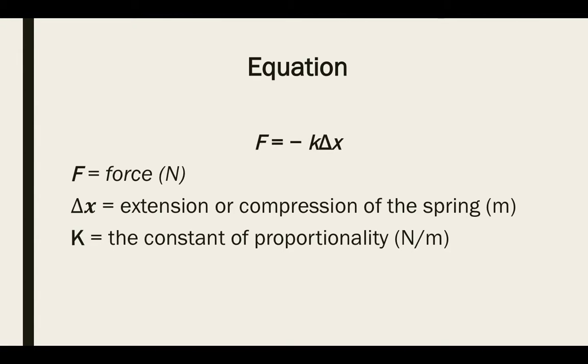The equation is F equals minus kx. F is the force, measured in newtons, x is the extension or compression of the spring, which is measured in meters, and k is the constant of proportionality, measured in newtons per meter.